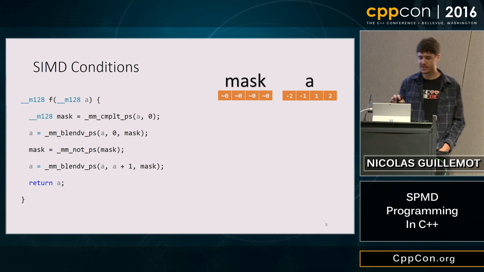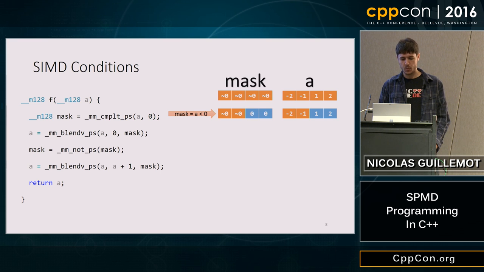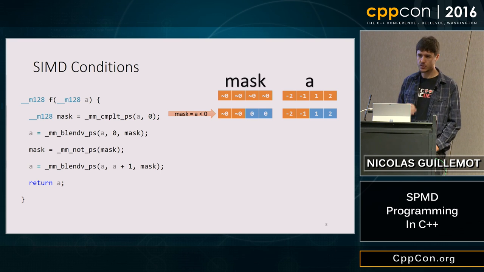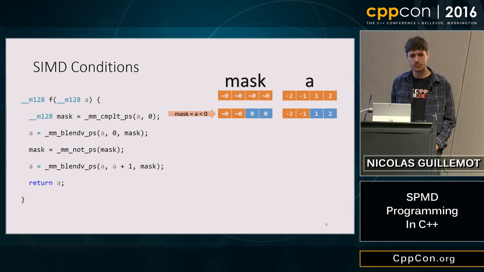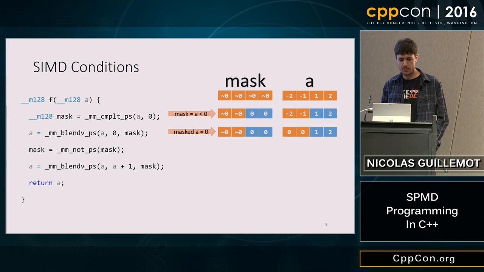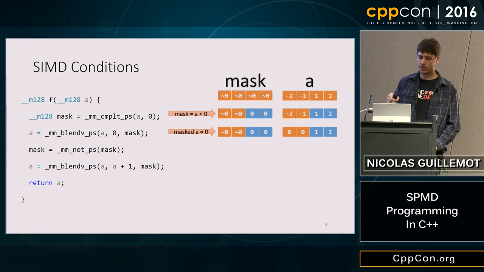So going over the same process again, we start with a mask that's all on initially, and the inputs for A. At the first step, we do a comparison. So this is the compare less than, just doing a less than comparison. And the result of the comparison is exactly what is shown in the mask value. Then in the next statement, I'm using this blendv intrinsic. What blendv does is it takes two values and merges them based on the values in a mask. So the value of mask decides whether the result should be taken from A or from 0. And so that's how the two values A and 0 are merged into one value based on the results of the comparison.